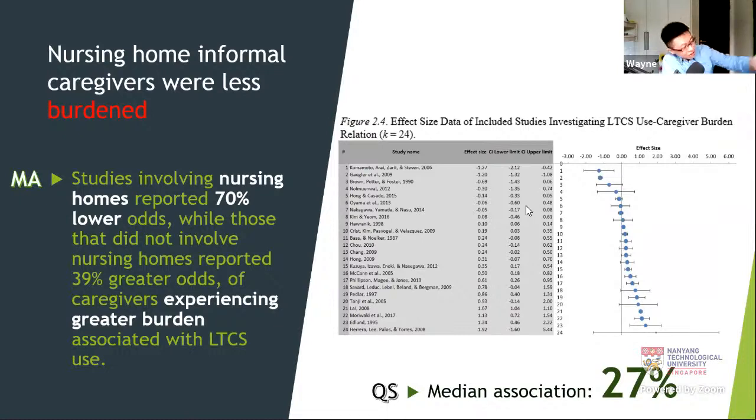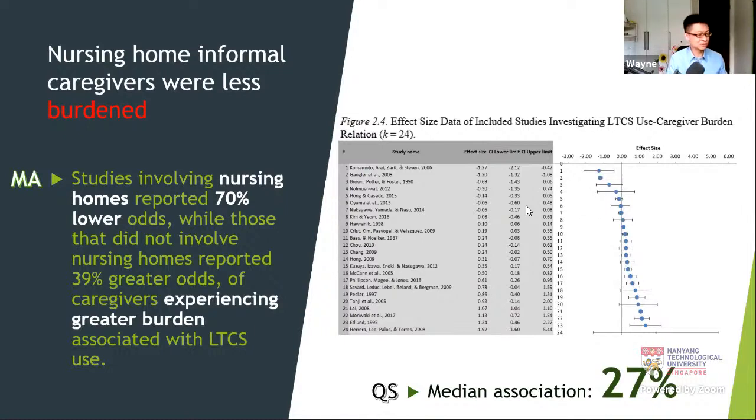Right? On the other hand, those that did not involve nursing homes, that means research studies that did not involve nursing home residents and caregivers, that means they only studied caregivers of daycare, home care, and so on, in fact showed that the use of these various care facilities increased burden of the caregivers by about 39%.